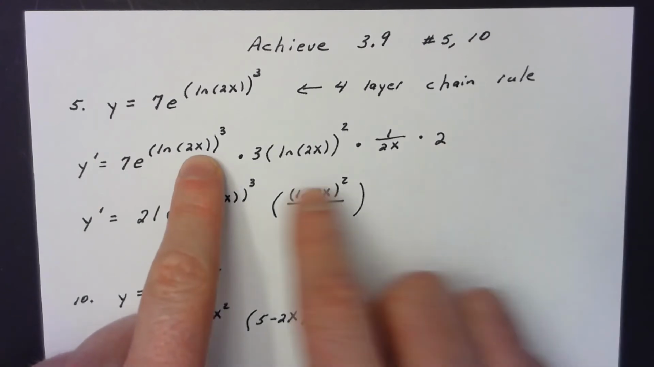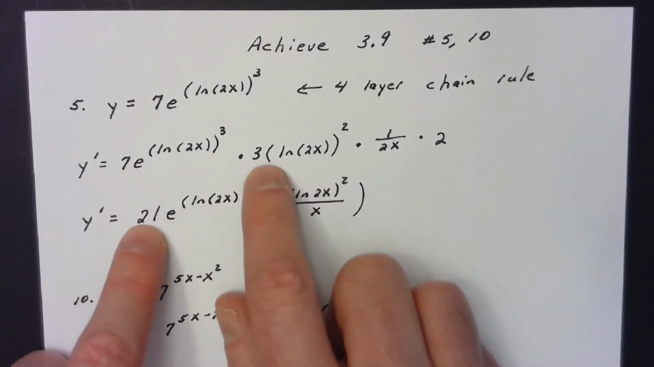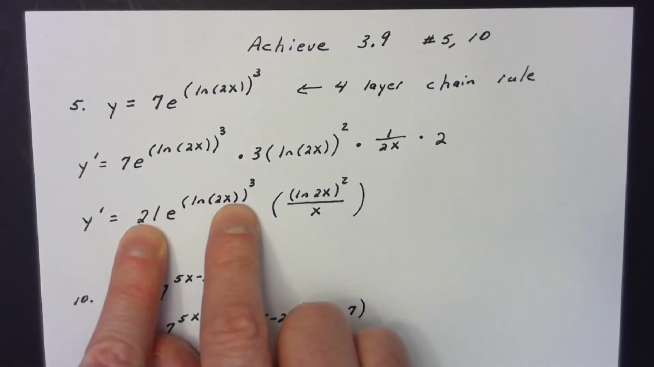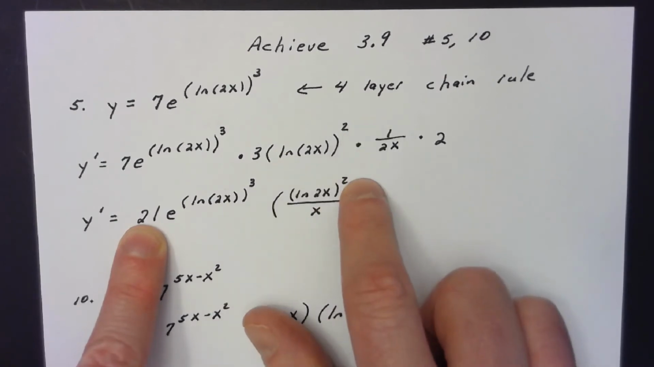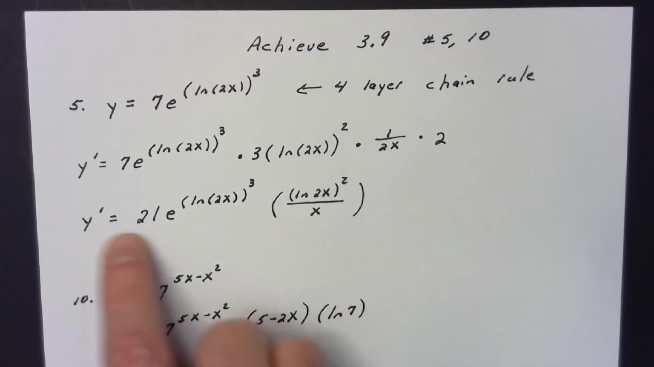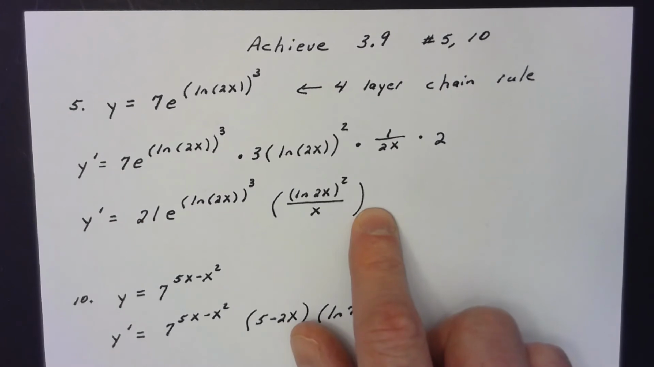My first one, I would just say, well, this constant of 3 can multiply this constant of 7, and I get a 21 out in front of the exponential function. And then I would just write my natural log of 2x quantity squared over that x. And that would be a fully factored and final fantastic form of the answer. I like that. It's a good question.